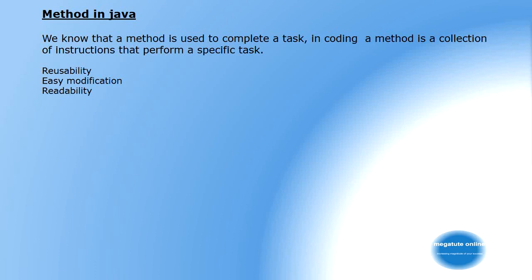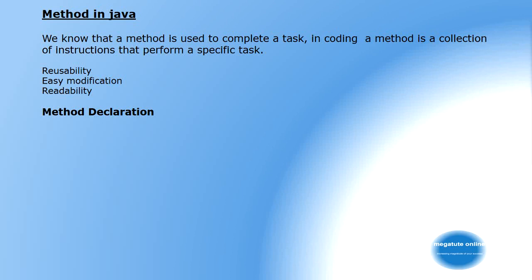Third is the readability. You have made your program and you know where the codes are, but if someone else is reading your program and if your program is divided into methods like input, process, and output, it's easier for the other person to see what that particular set of code is doing. So these are the advantage or use of the method. Why do we need a method? Because reusability, easy modification, and readability is applied using method.